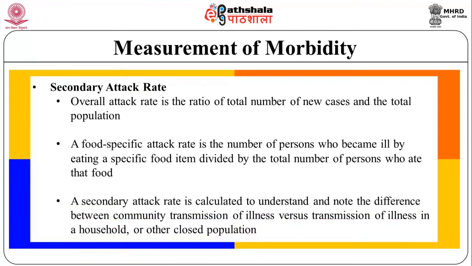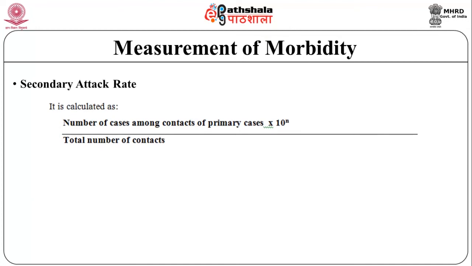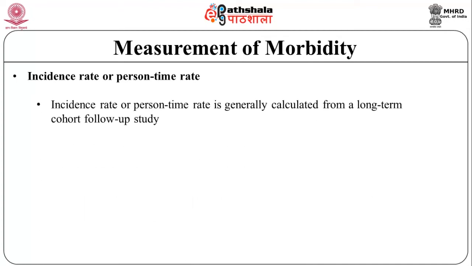A secondary attack rate is calculated to understand and note the difference between community transmission of illness versus transmission of illness in a household or other closed population. It is calculated as the number of cases among contacts of primary cases multiplied by 10^n, divided by the total number of contacts. Now let us see incidence rate or person-time rate.